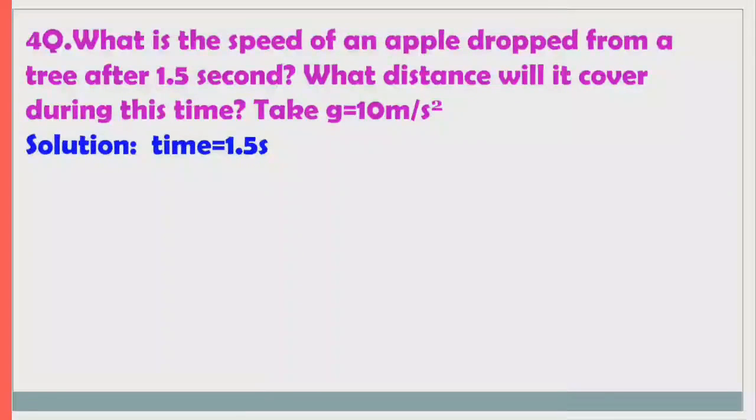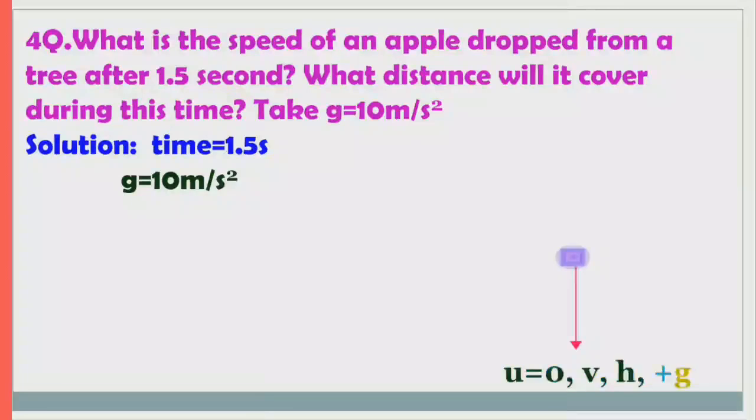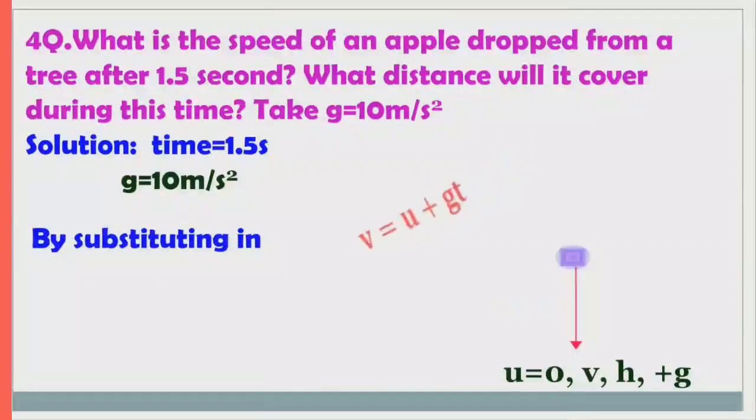Now we will see the solution. Time is given, that is 1.5 seconds. The g value is given, that is 10 meter per second square. Here the apple is falling freely, so the u value is 0. We have to find the velocity after 1.5 seconds. A is plus g. So by substituting these values in the first equation, v is equal to u plus gt.